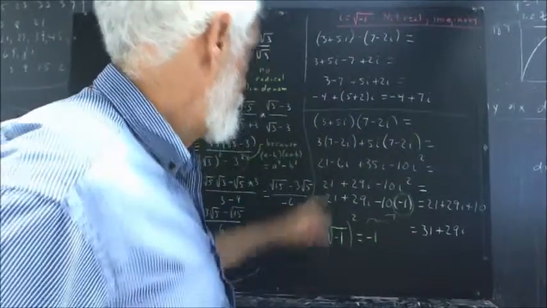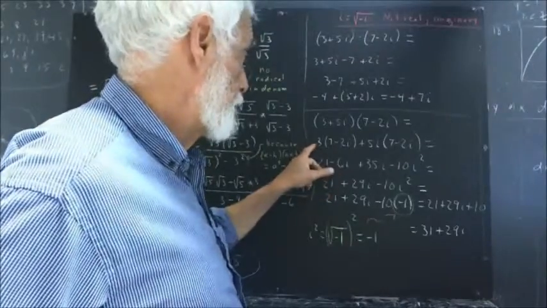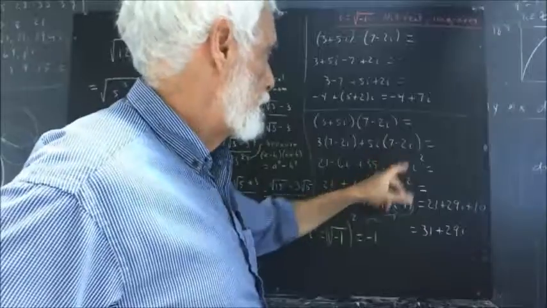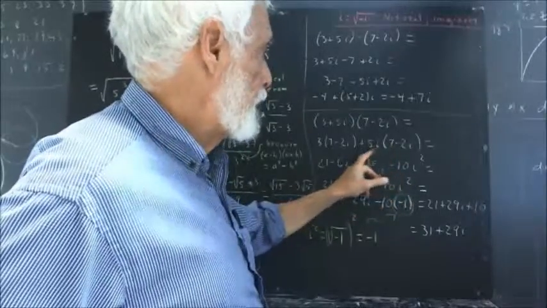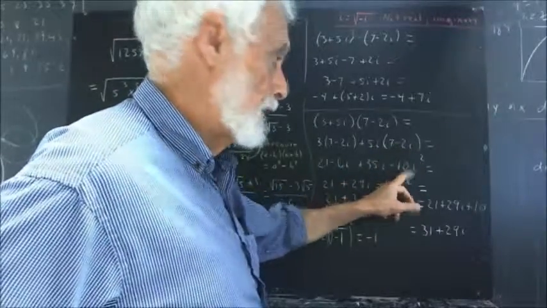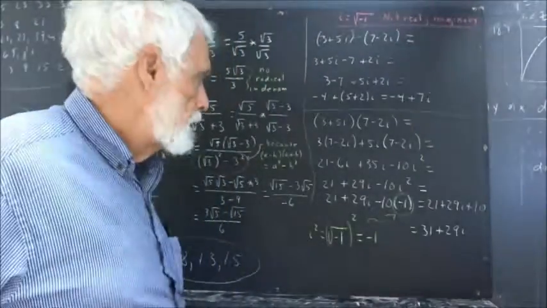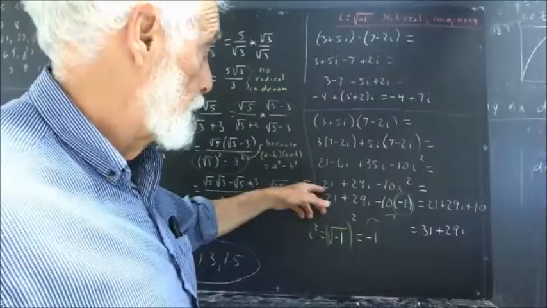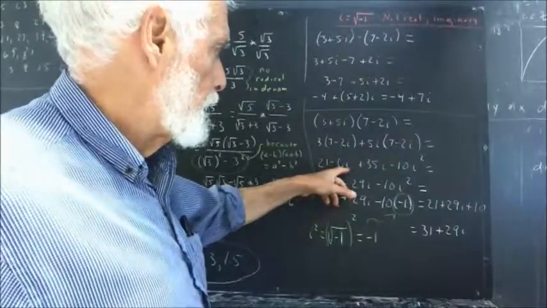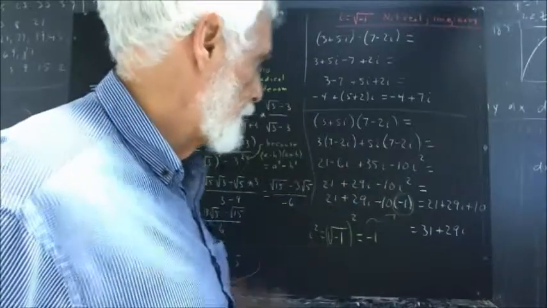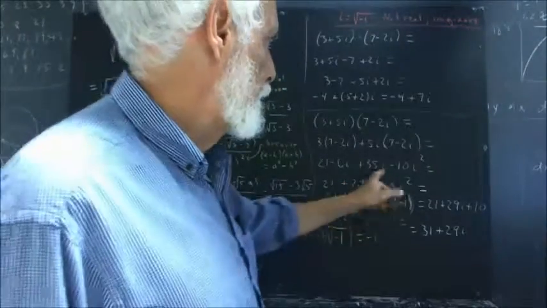What's that give us? Well, 3 times 7 is 21. 3 times minus 2i is minus 6i. 5i times 7 is 35i. 5i times negative 2i is negative 10i squared. Well, we've got a real number, 21. We've got two imaginary numbers, negative 6i and 35i. And we've got this negative 10i squared.